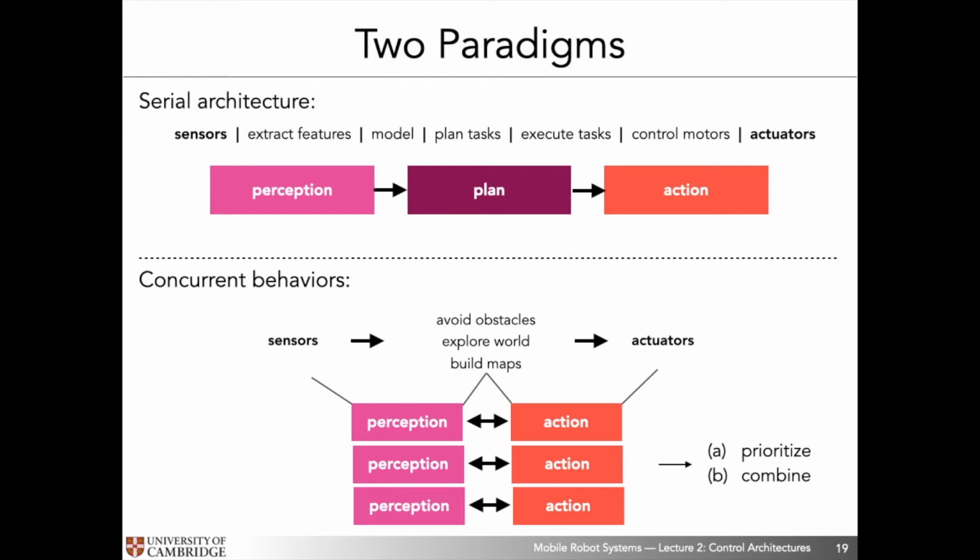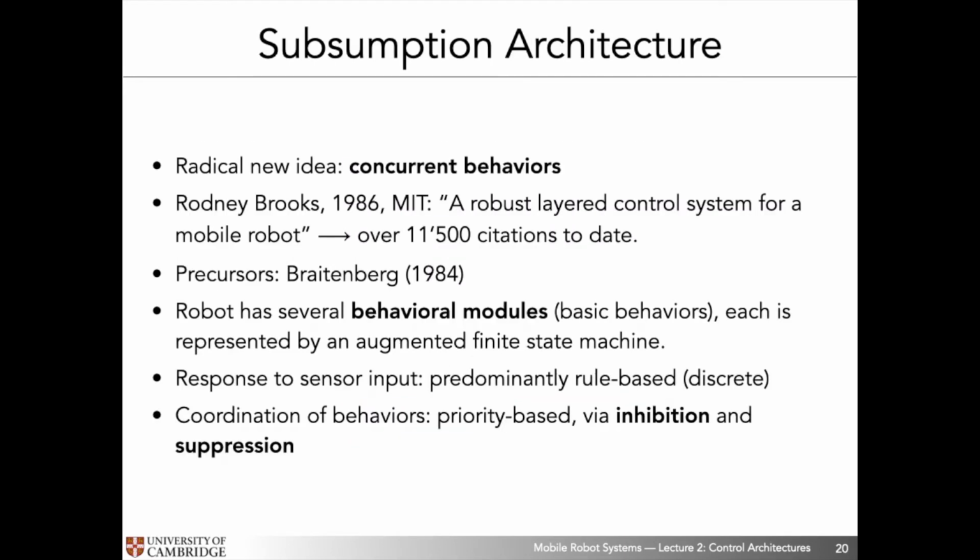The one I'm going to talk about today is the one that prioritizes. And how we're going to do that is we're going to look at how we can actually hardwire between various processes to decide which will effectively be the one that's sending commands to the motors. And this is exactly the idea that Rodney Brooks had when he proposed his subsumption architecture.